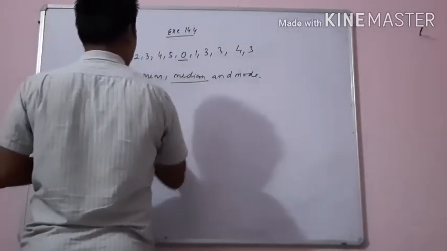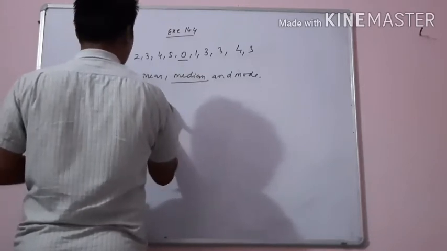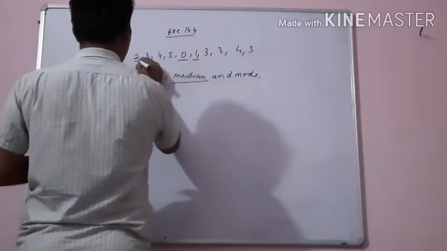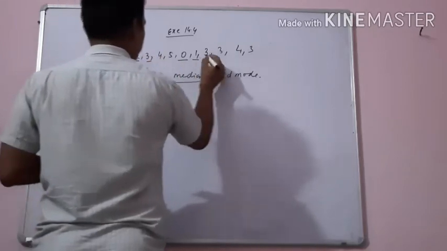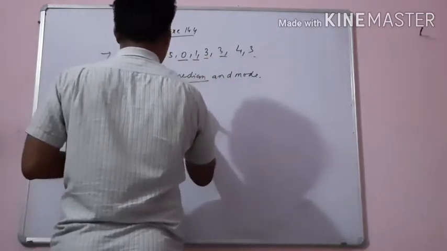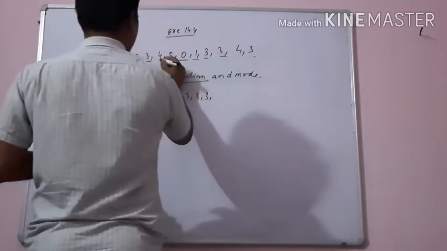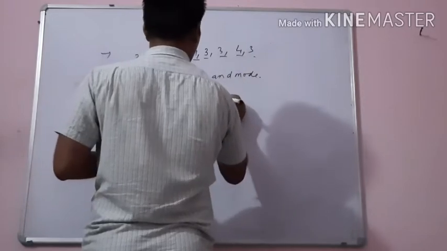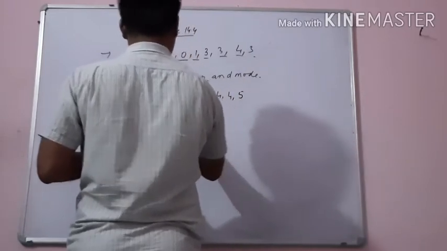So moving on, 0, then 1, after that 2 will come, 2, then 3. How many times? 4 times. 3, 4 times, then 4, 2 times, and last 5, 3, 6, 10.